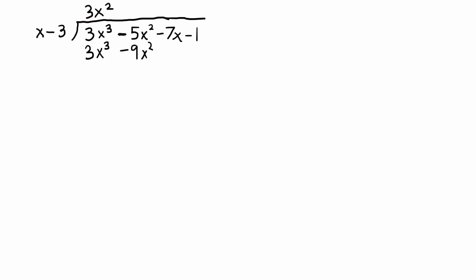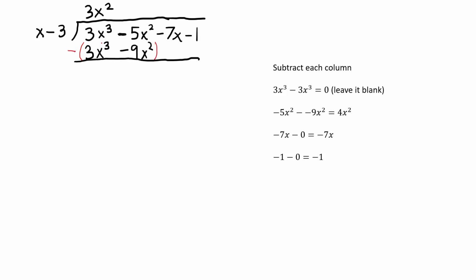There we go. Now, what we're next going to do is subtract this quantity of 3x cubed minus 9x squared. We put a bracket there. We put a subtraction in front, and we're going to subtract. Well, 3x cubed minus 3x cubed is equal to 0. So this 3x cubed right here minus this 3x cubed right here gives us a 0. So we're just going to leave it blank.